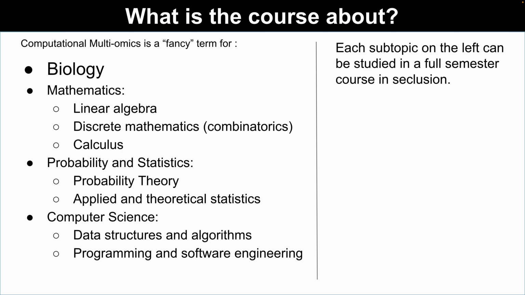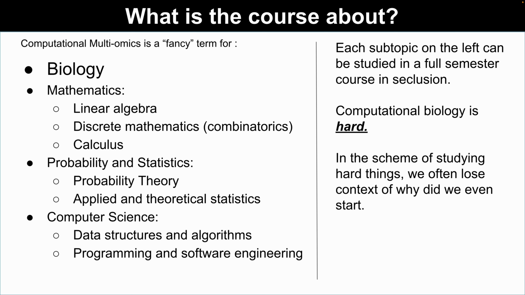What we will try to do justice to is biology, by understanding the problem from first principles and trying to study it at scale. Computational biology as a subject is hard because you need to understand biology, but you also need to understand the other topics. That's why it's a niche subject in itself.